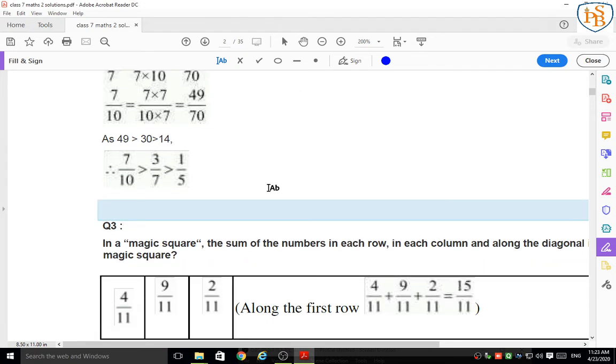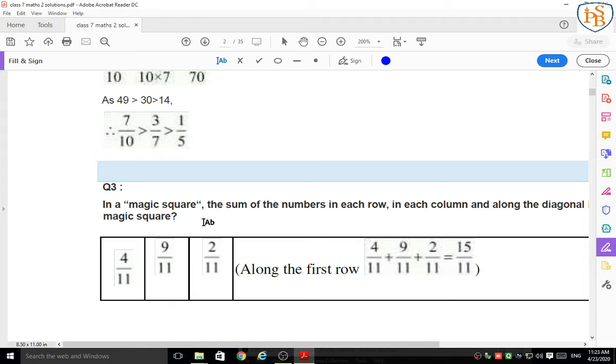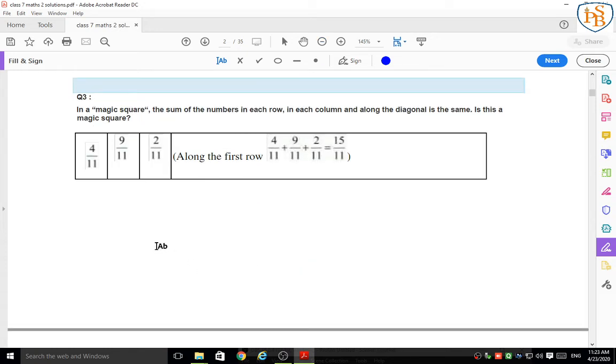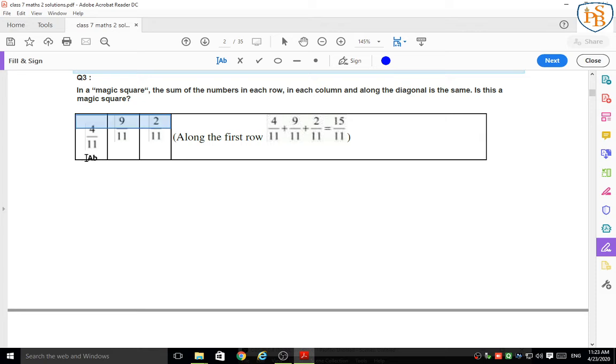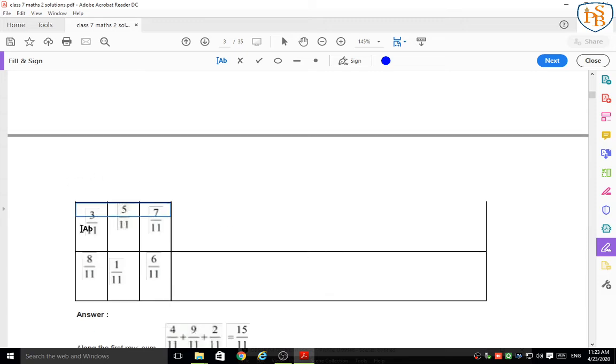Okay, very good. Now here is the third question. In a magic square, the sum of numbers in each row, in each column and along the diagonals is the same. Is this a magic square? Look here. The first row consists of 4 upon 11, 9 upon 11 and 2 upon 11. If we add these fractions, we get 15 upon 11. The second row consists of 3 upon 11, 5 upon 11 and 7 upon 11. The third one consists of 8 upon 11, 1 upon 11 and 6 upon 11.